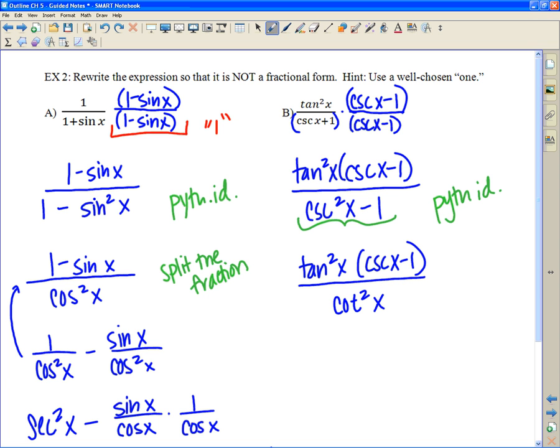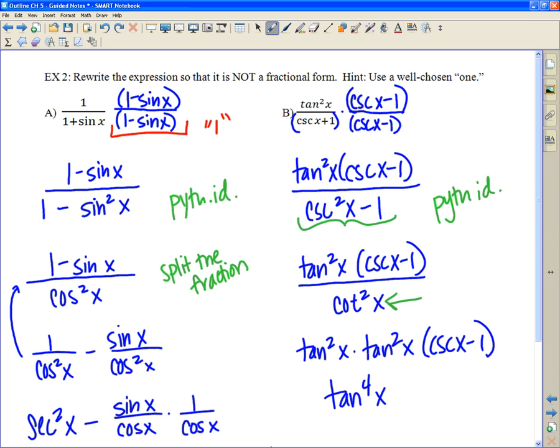Again, we need to get this fraction out of here. So basically that means that this thing needs to be manipulated. So really this is tangent squared times tangent squared, because 1 divided by cotangent squared is tangent squared, times cosecant of x minus 1. Final answer, tangent to the 4th power times the cosecant of x minus 1. Nice job.